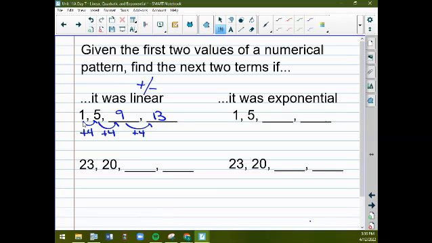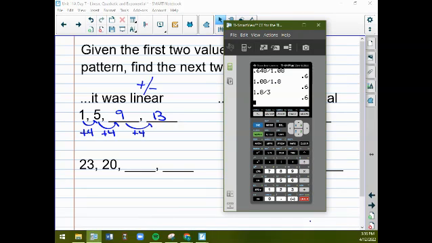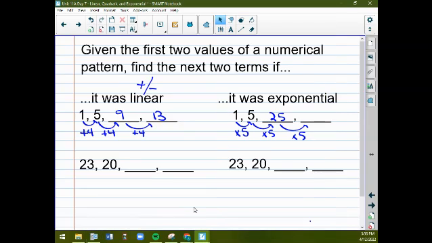Well, for exponential, I have to figure out what I have to multiply by in order to get that next term. Well, I have to multiply by 5 in order to get from 1 to 5. So that means to make the rest exponential, I want to multiply by 5 and multiply by 5 again. So 5 times 5 is 25, and then 25 times 5 is 125.